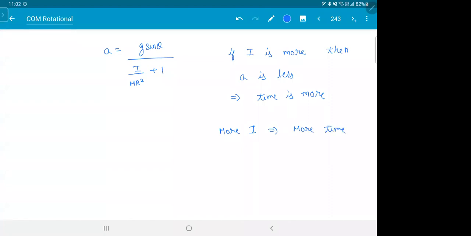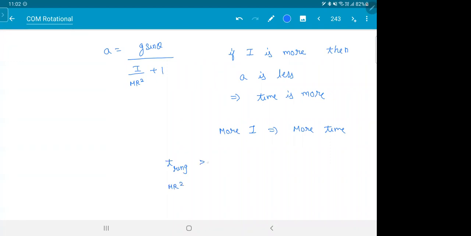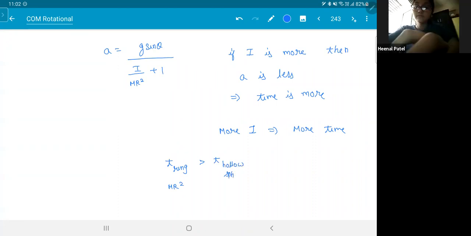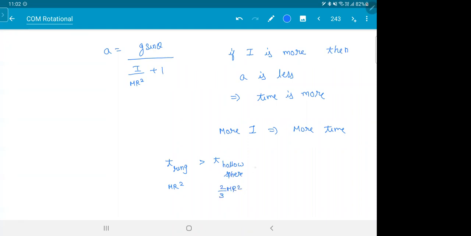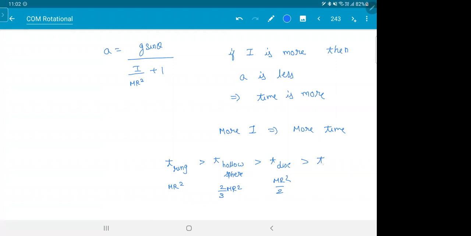So who has the highest moment of inertia among the four shapes we have? Ring. Ring is mR squared, no? Then hollow sphere, that is 2/3 mR squared. So solid sphere is the answer that reaches the fastest. That's the minimum time. You're right only. This is mR squared by 2. So if you see, the least time is for solid sphere.